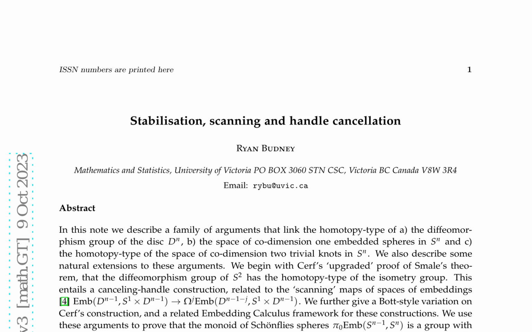The paper explores the concepts of stabilisation, scanning, and handle cancellation in the context of embedding calculus and diffeomorphism groups, focusing on product manifolds. It introduces string links as a tool for examining homotopy types of these groups, particularly for product manifolds. The authors propose a new framework based on the Taylor Tower, constructed from spaces of generalized string links and maps to the Goodwillie-Weiss-Klein embedding calculus. This framework could simplify practical computations of homotopy and homology groups of embedding spaces.